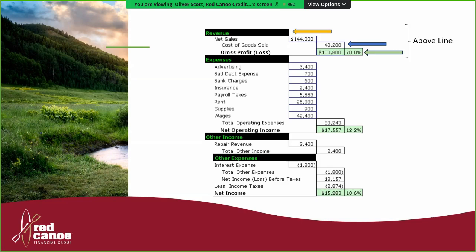All right. So it's costing them 30% to produce their goods and services. Does that make sense to everyone? Excellent. This is called above the line. All right. It's everything from the gross profit up.